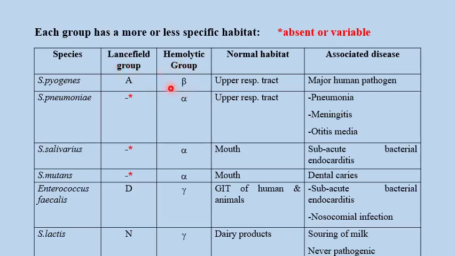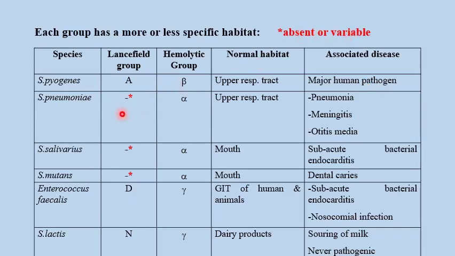That means it causes complete hemolysis of the RBCs, and it is from the C substance, under group A. It is normally present in the upper respiratory tract as normal flora, the normal habitat. The disease caused by this pathogen is major, it is a major human pathogen, and we will talk about it a lot because it causes many different diseases.